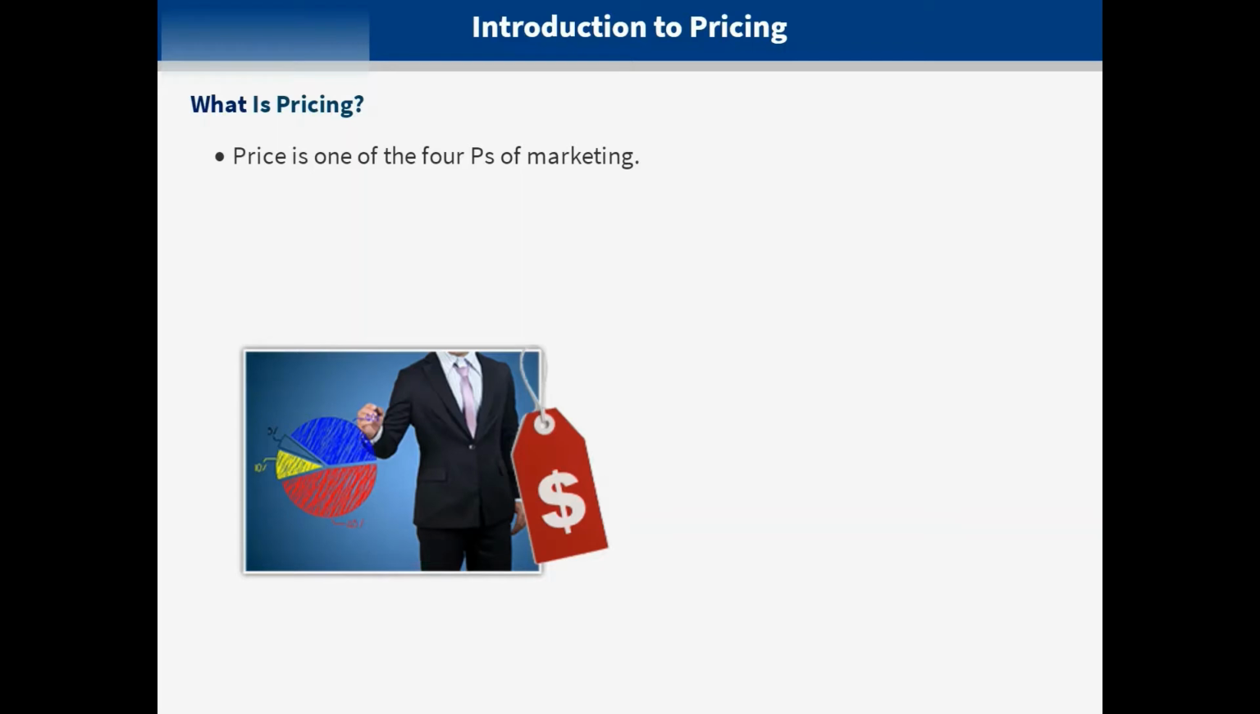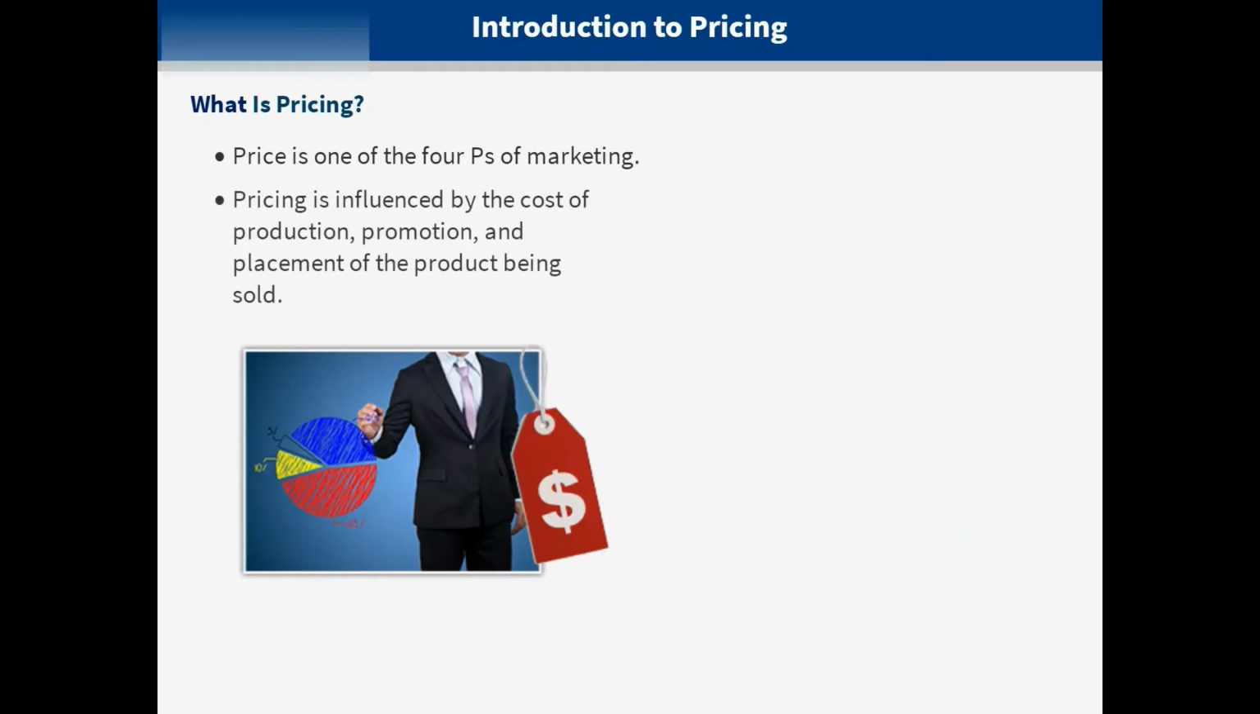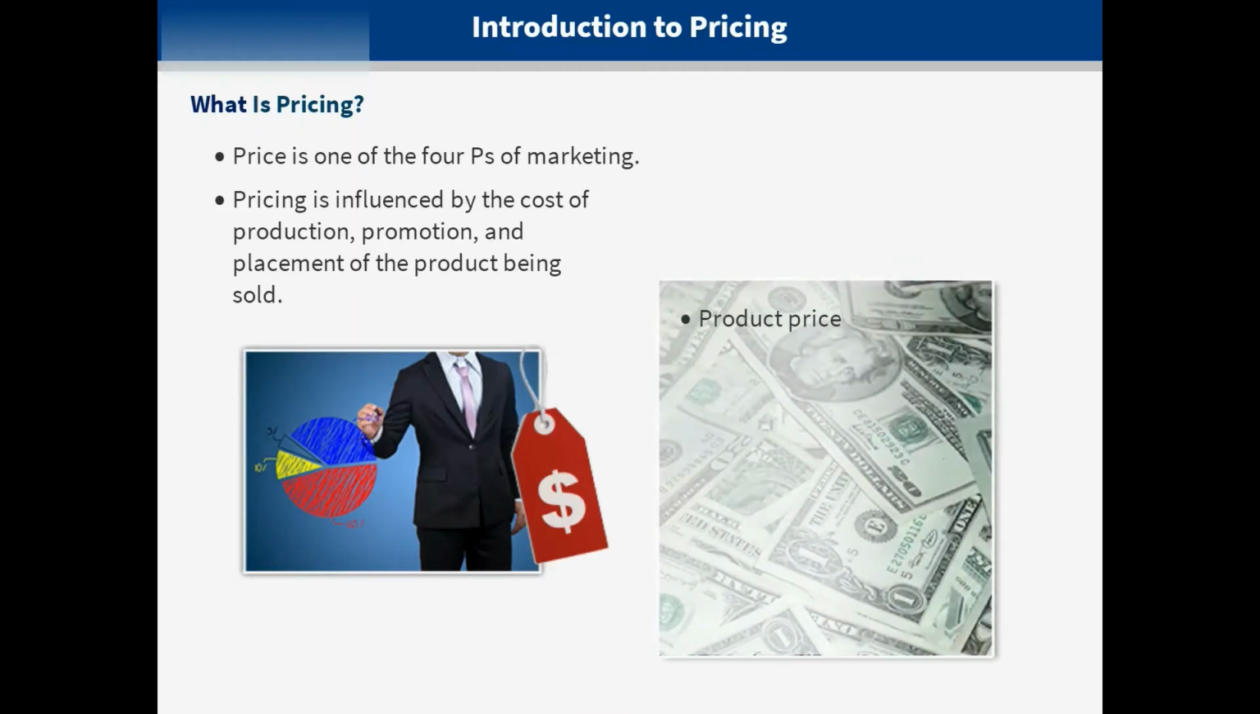These are all costs incurred by a business during operation. Note that pricing is influenced by the cost of production, promotion, and placement of the product being sold. Other pricing factors include competition, market conditions, brand, and quality of product. The price of a product and of services like tuition, insurance premium, interest, rent, fare, toll, and salary are some examples of price.